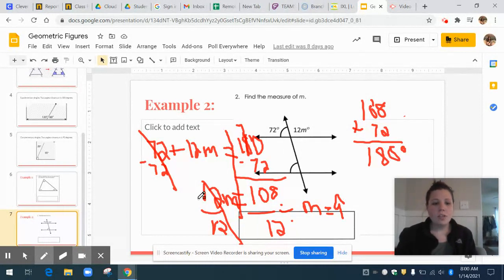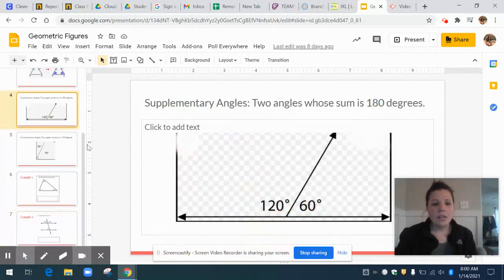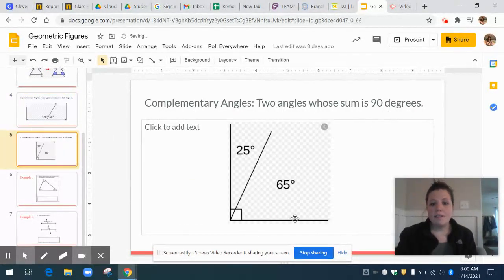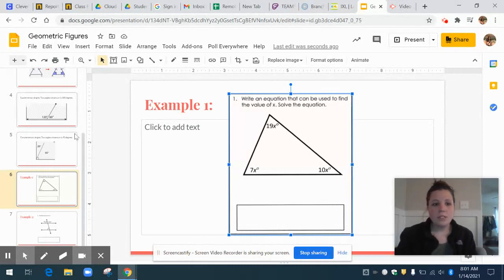For these problems, it's important to remember that if you have a straight line like this, or it says supplementary angles, the angles are going to add up to 180. If I have a right angle, which would either be told in the problem or noted, it's also called complementary angles when you have two that add up to 90. And for triangles, if you add all of the angles up, it's going to give you 180 total. Those are the important points to remember for solving equations with geometric figures.